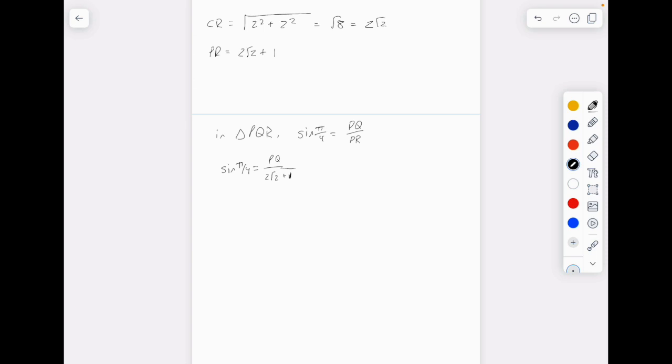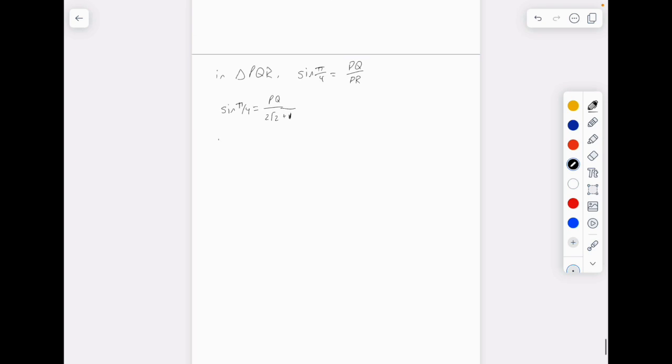So, what does that tell us? That means that PQ is going to equal sine of pi over 4 times 2 root 2 plus 1, which means that PQ is going to give us 1 over root 2 times 2 root 2 plus 1, which means that PQ is going to give us 2 root 2 plus 1 over root 2.